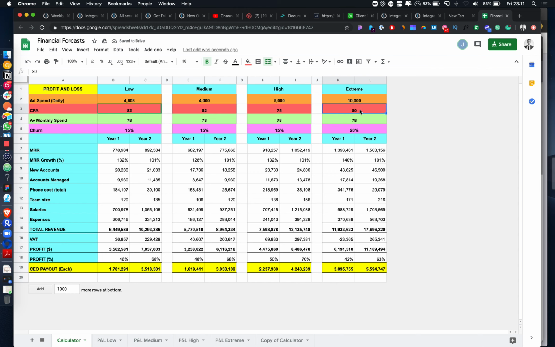Whereas instead here, CPA is our cost per conversion, so the cost to acquire a customer. If we set that at a very high amount of $80 per customer. Actually, sorry, this is all in euros. 10,000 euros per day, 80 euros to acquire a customer. Average spend is 78 euros. This is also a very pessimistic view. Really, it's way below that, and still we stand to make $1.5 million per year.